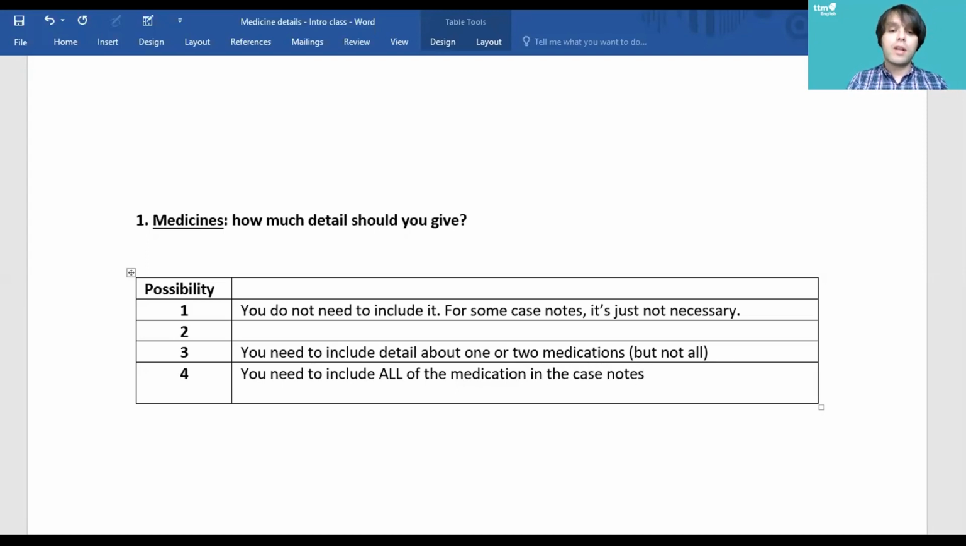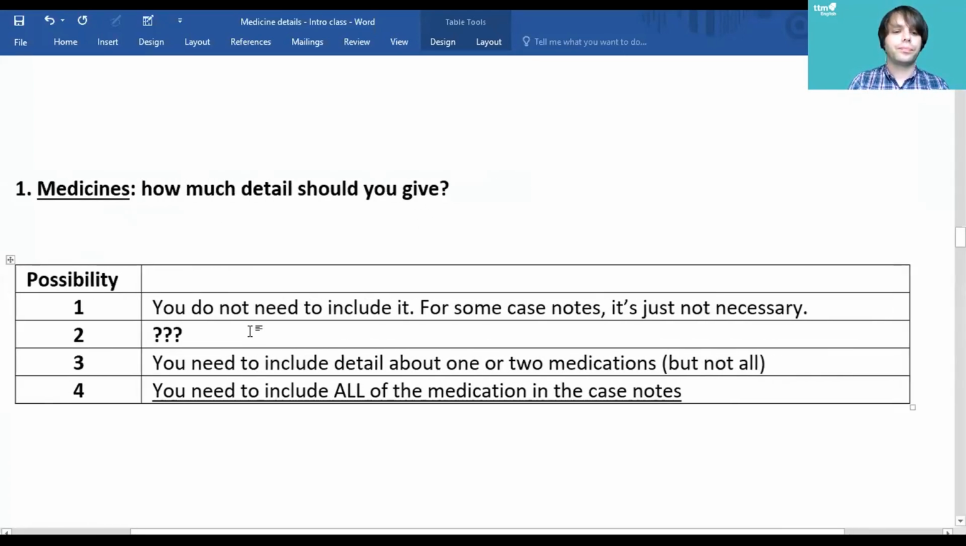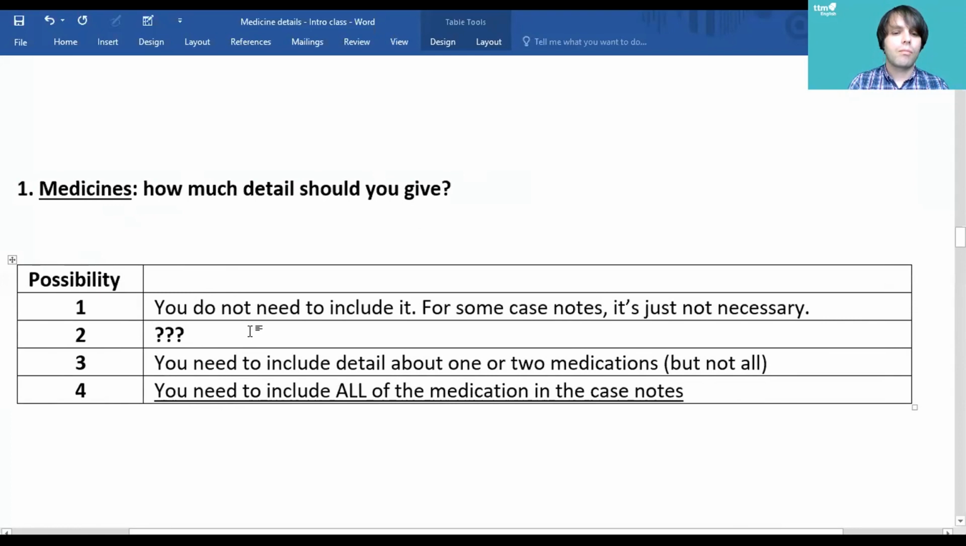And this is the difficult one, and this is the one I will teach you today a little bit. But there's one other possibility, and people always forget this. Can anyone think of what it is? Is it transfer of care? Okay, but if it's transfer of care, do I need to include all the medication or not? How much should I include?